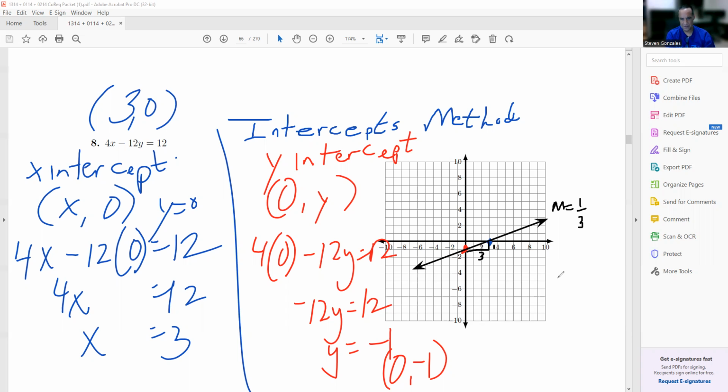So that's a little help on getting the intercept method.